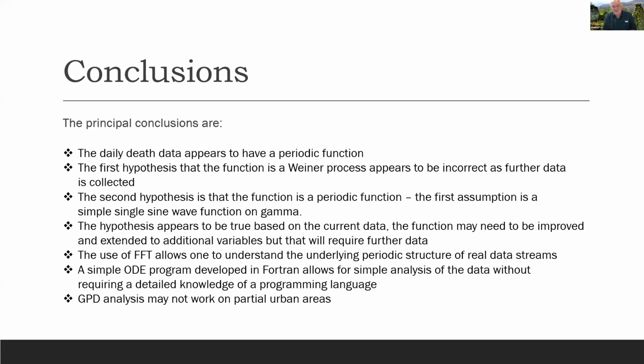So the daily death data appears to have a periodic function in it, and that's what I'm interested in, guys. I look at periodic functions. They're really what I find fascinating. The rest of it is interesting. The first hypothesis I had is that the function is a Wiener process. That's not correct. The second hypothesis is a periodic function. I've got one element in the periodic function, and I'm sure it's going to need more elements, but it'll take a lot more data and also looking at a lot more countries than I've looked at.